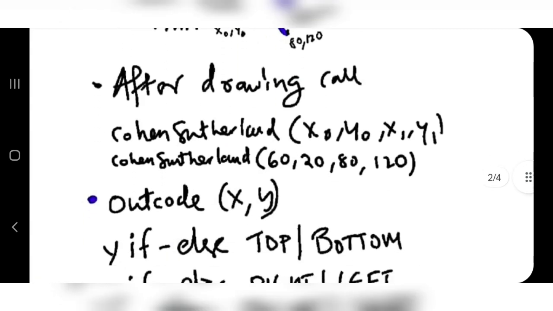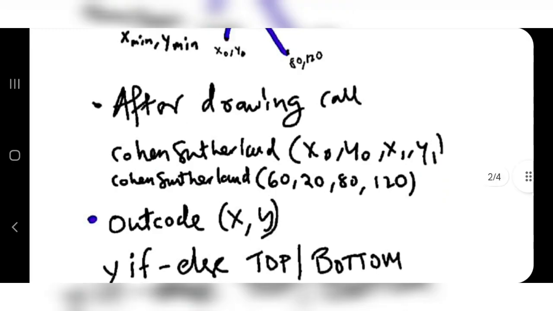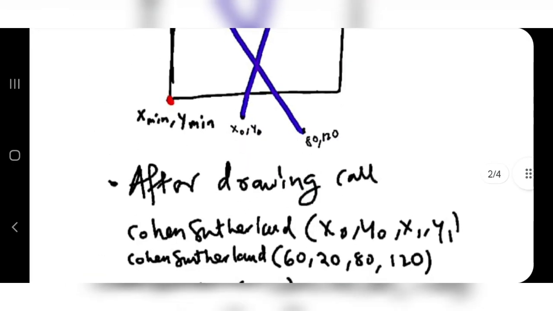After drawing the plane and the lines, we'll call Cohen-Sutherland, passing the first 2 points for the first line and the second 2 points for the second line. That's what we are passing in the Cohen-Sutherland after doing this. That's all that is there in the display function.